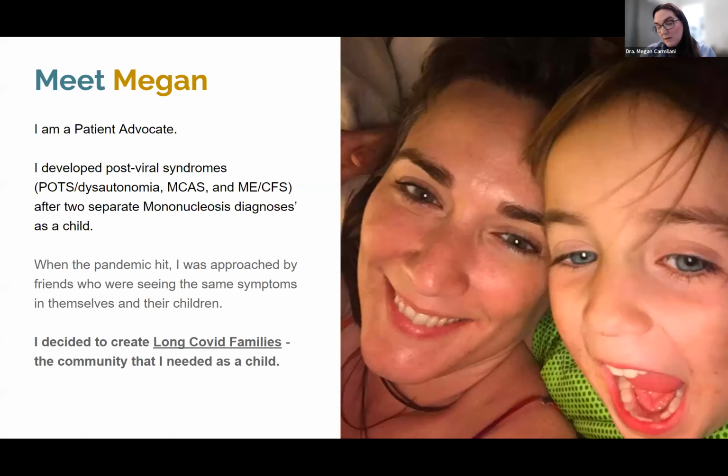Our second pillar is connection to family. Long COVID can disrupt a family. Maybe the provider can no longer work. Maybe the caregiver can no longer cook. There's actually a high divorce rate in families with post-viral syndromes.